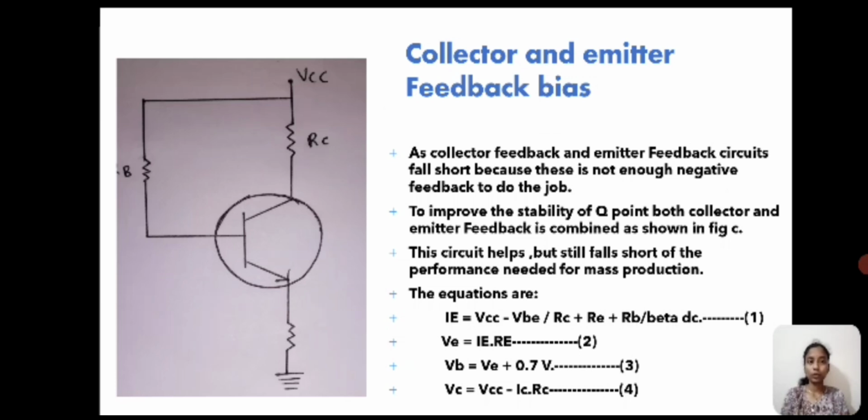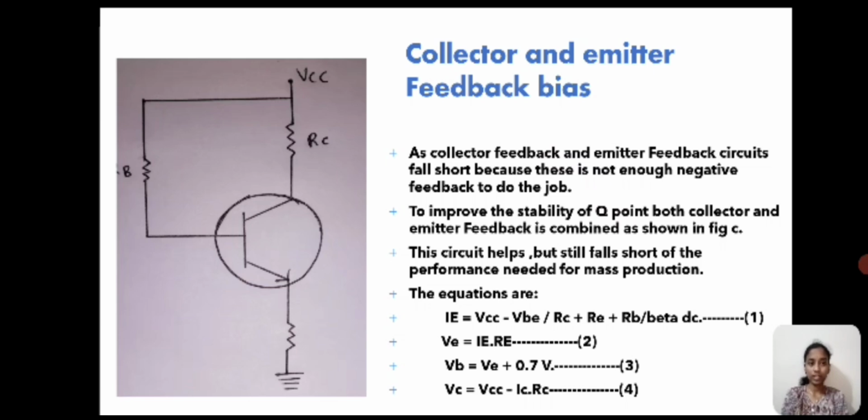So let us move on to the last one, collector and emitter feedback bias. Collector feedback and emitter feedback circuits fall short because there is not enough negative feedback to do the job. To improve the stability of the Q point, both collector and emitter feedback are combined, as shown in figure C. Here is the figure of collector and emitter feedback bias. This circuit helps but still falls short of the performance needed for mass production.